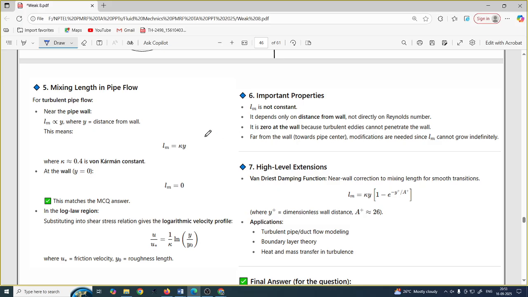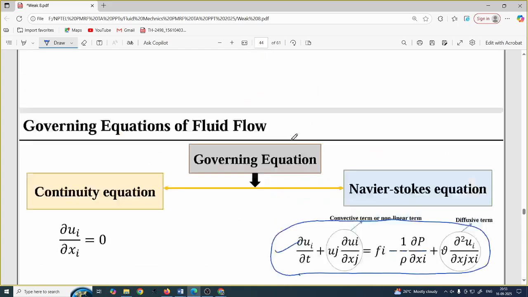Okay, so now coming to your question. Mixing length in turbulent flow near the pipe wall is K into Y. Mixing length is calculated by K into Y. What is K? K is the von Karman constant, which is 0.4, but near the wall your Y will be 0. If Y is 0, your mixing length will be 0. So yes, you can go through this option.